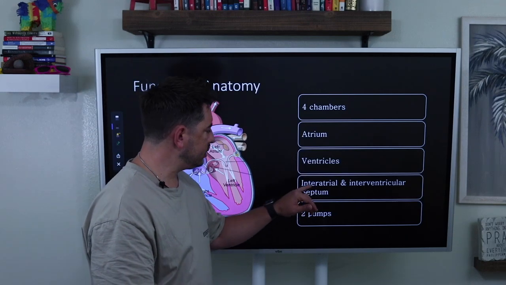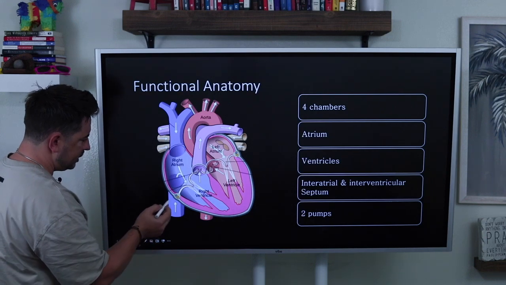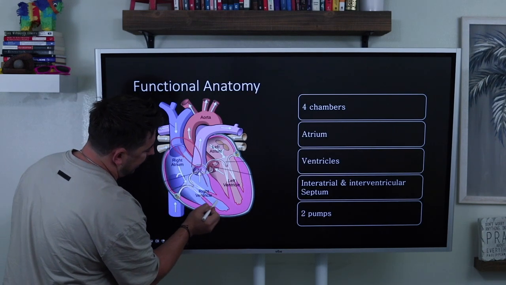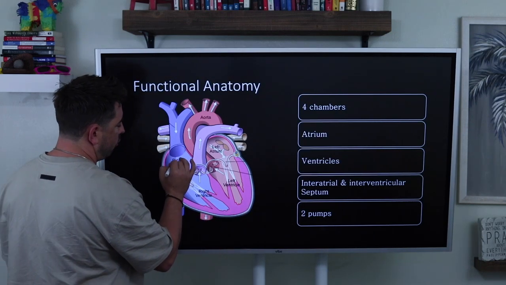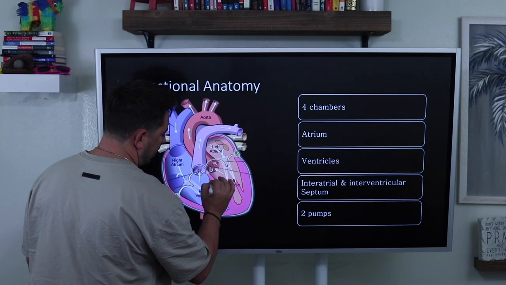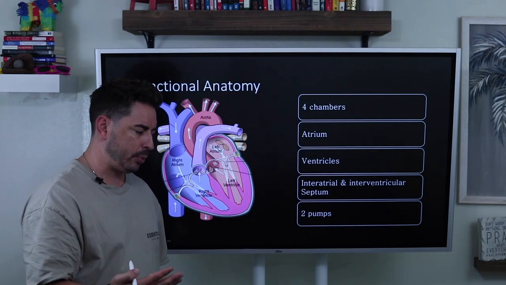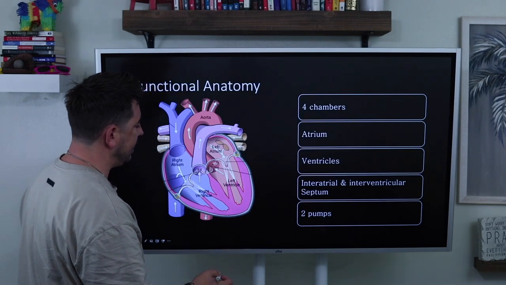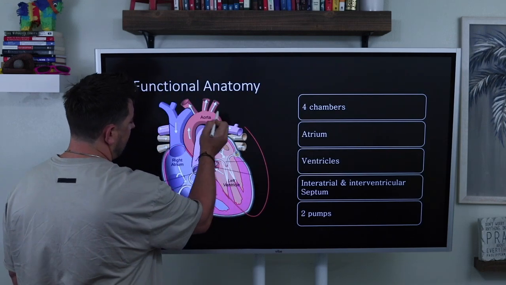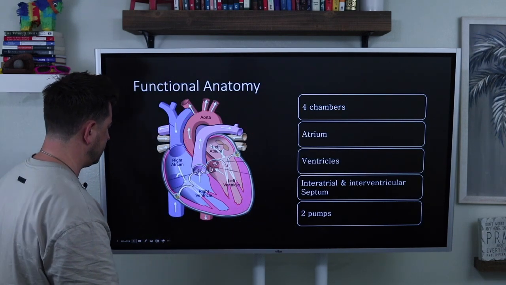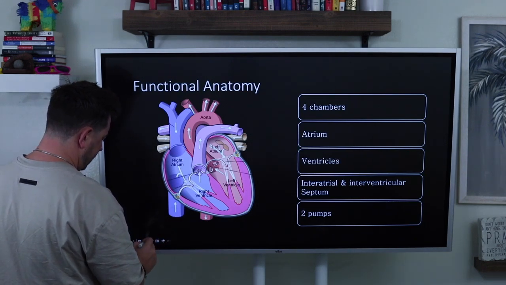Now we have an interatrial and an interventricular septum. When we look at these, they are simply dividers. They're anatomical structures that divide the right atrium from the left atrium and the right ventricle from the left ventricle. That's what a septum is. A septum separates. Now when we look at the right side of the heart, it is its own pumping system, and the left side of the heart is its own pumping system. We get blood that comes from the superior and the inferior vena cava.